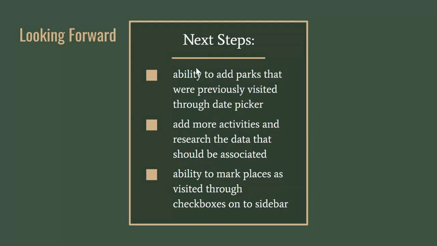Looking towards the future, we want to add a functionality so that a user can enter a park that they visited in the past and set the date so it appears in the right place on the timeline. We also want to add more activities so that the user can view more things about every different park. And lastly, we want the ability to mark parks as visited through the to-visit list. So as soon as you visit one, you can click visited and it'll appear on the map.